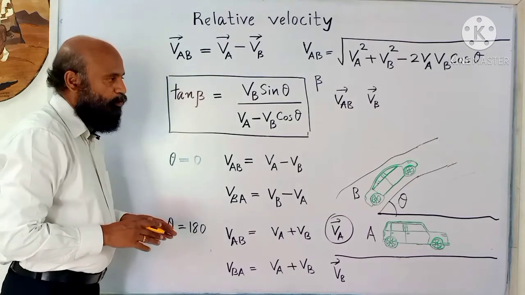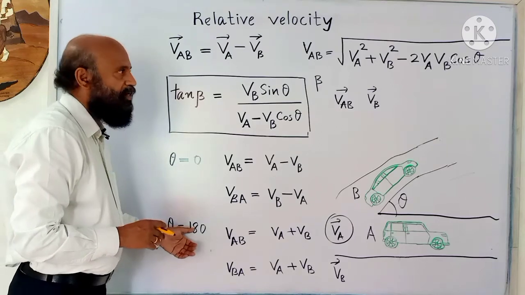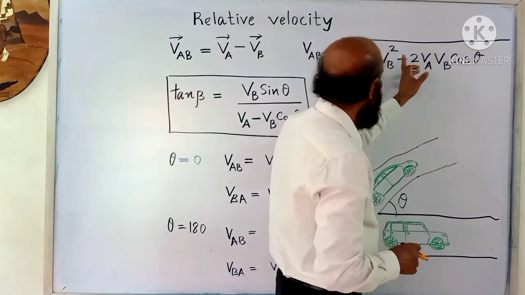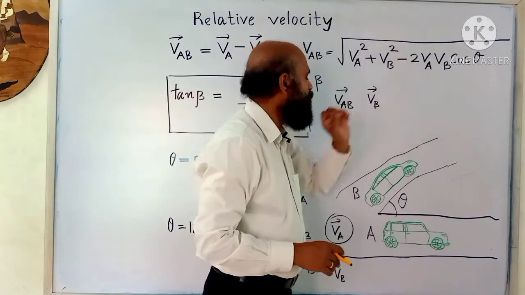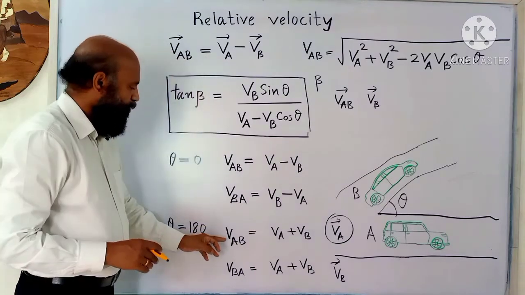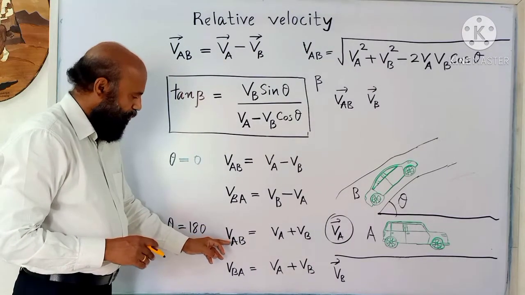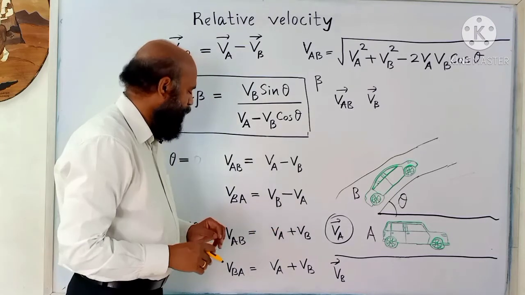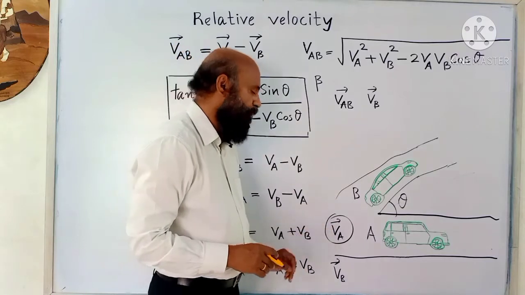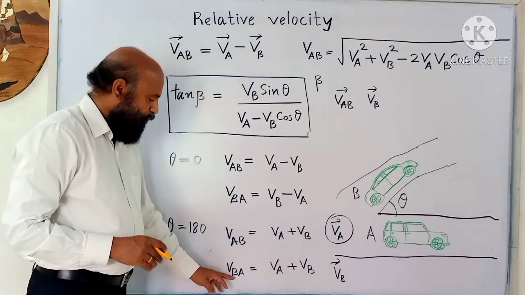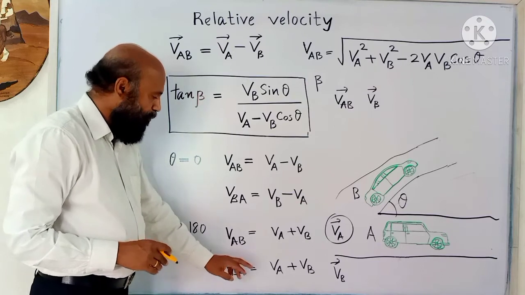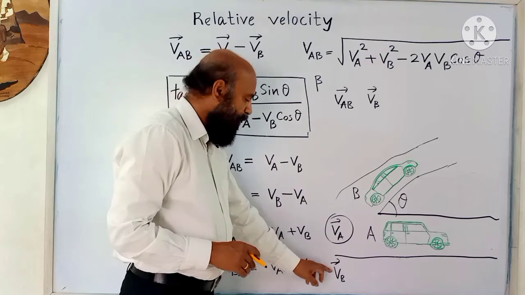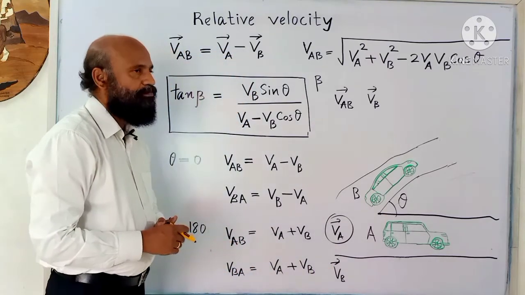When cars are moving in the opposite direction, theta is 180. Cos 180 is minus 1, so here it will become plus. So now the relative velocity of A with respect to B will be VA plus VB, and it will be in the direction of the VA vector. Then the relative velocity of B with respect to A will be VB plus VA, and it will be in the direction of the VB vector.